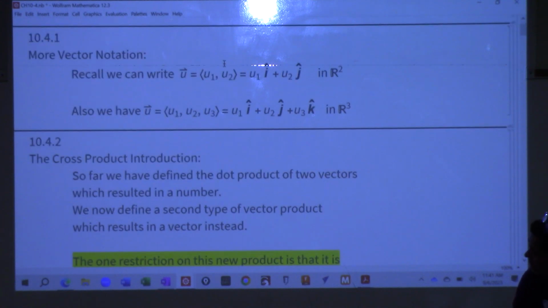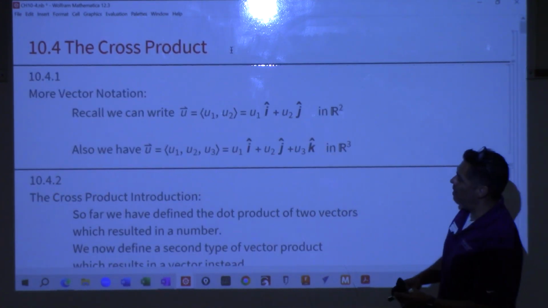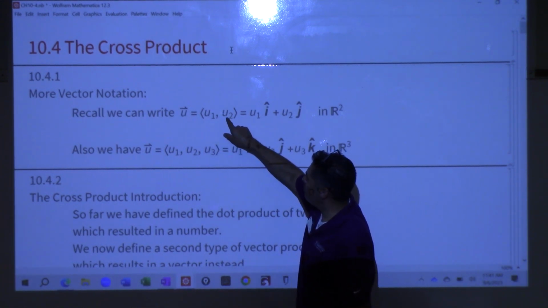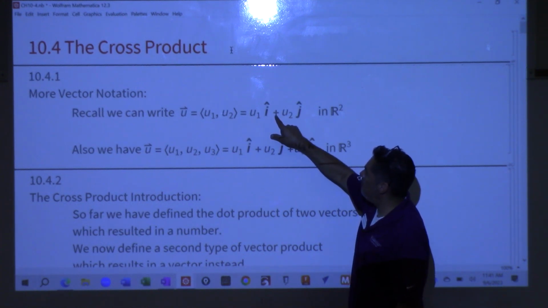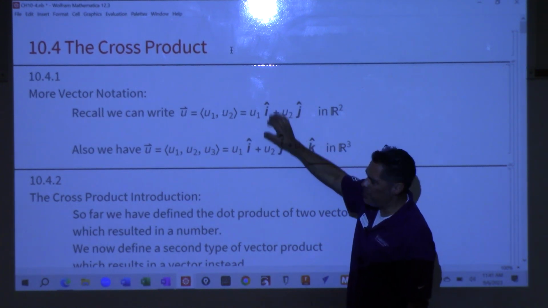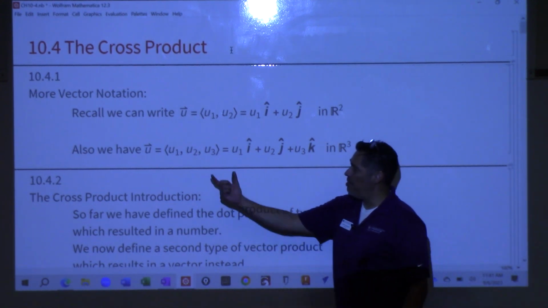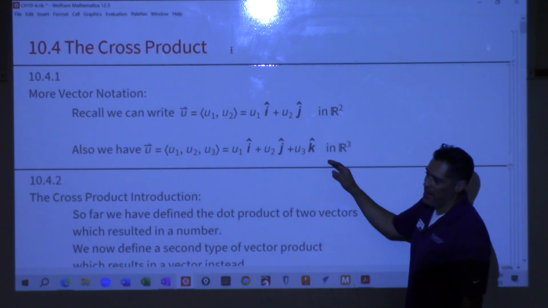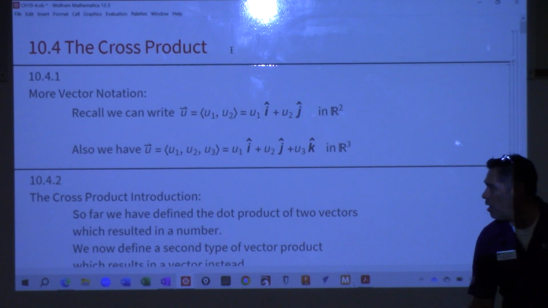All right. So when we have these vectors, we had some notation. We said u could be written in its component form, u1, u2. That's two-dimensional. And we could also write that as u1 i-hat plus u2 j-hat. That was that other notation, i-hat, j-hat. And then in three-dimensional, we have my preferred notation, and then i-hat, j-hat, k-hat. That's for three-dimensional. Okay, now, the cross product.